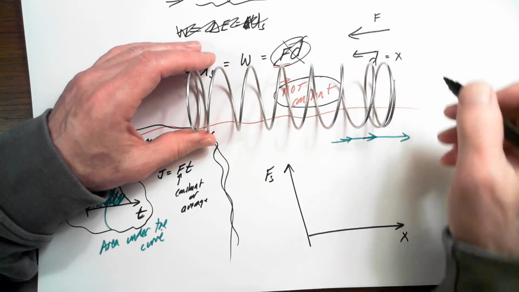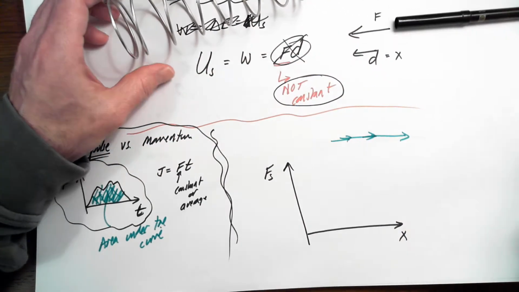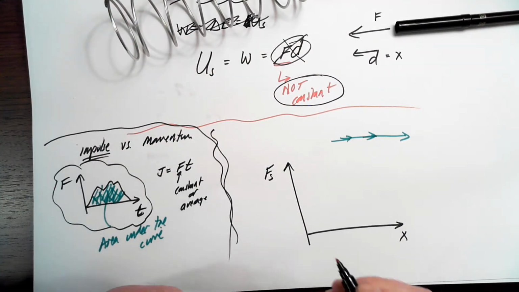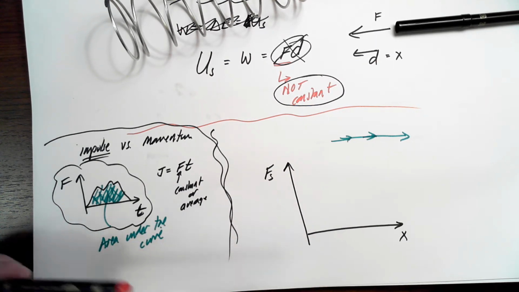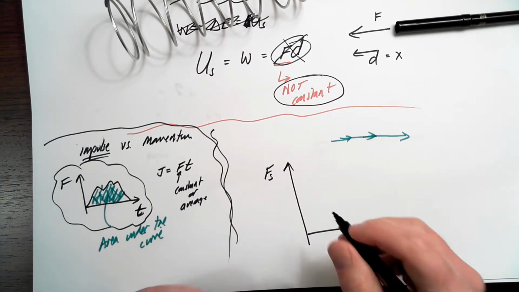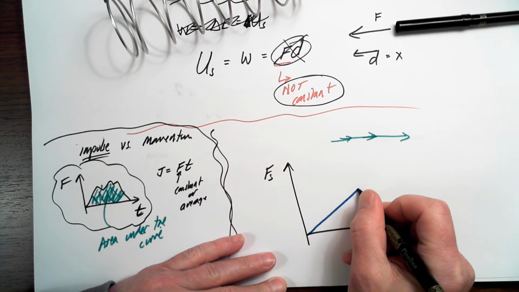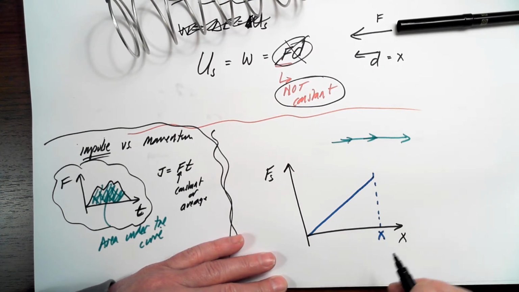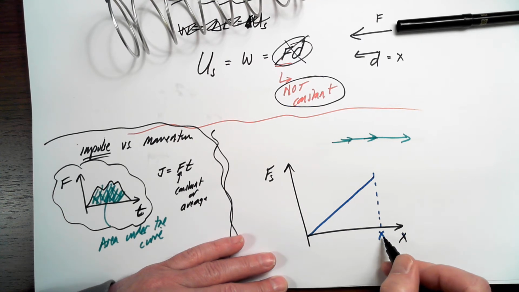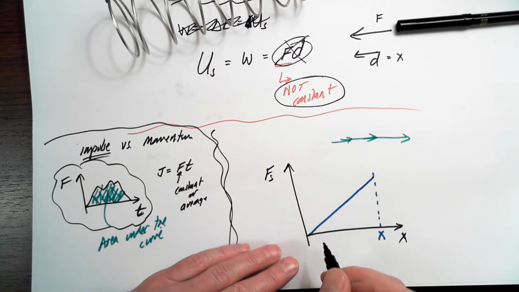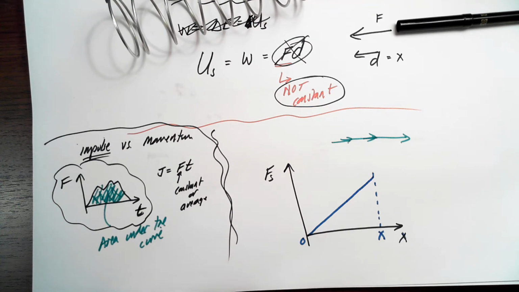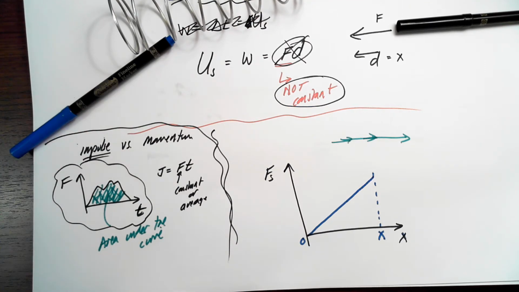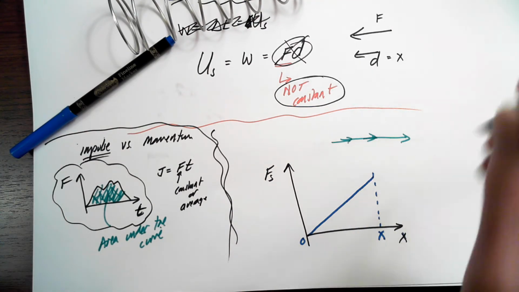And this is an ideal spring, as they always will be for us, unless you're specifically told it's not an ideal spring. And we would get a graph that would look like this. Let's suppose that you stretched it by X amount. This is the amount by which it's been stretched. Okay, well, how much work did you do on the spring?